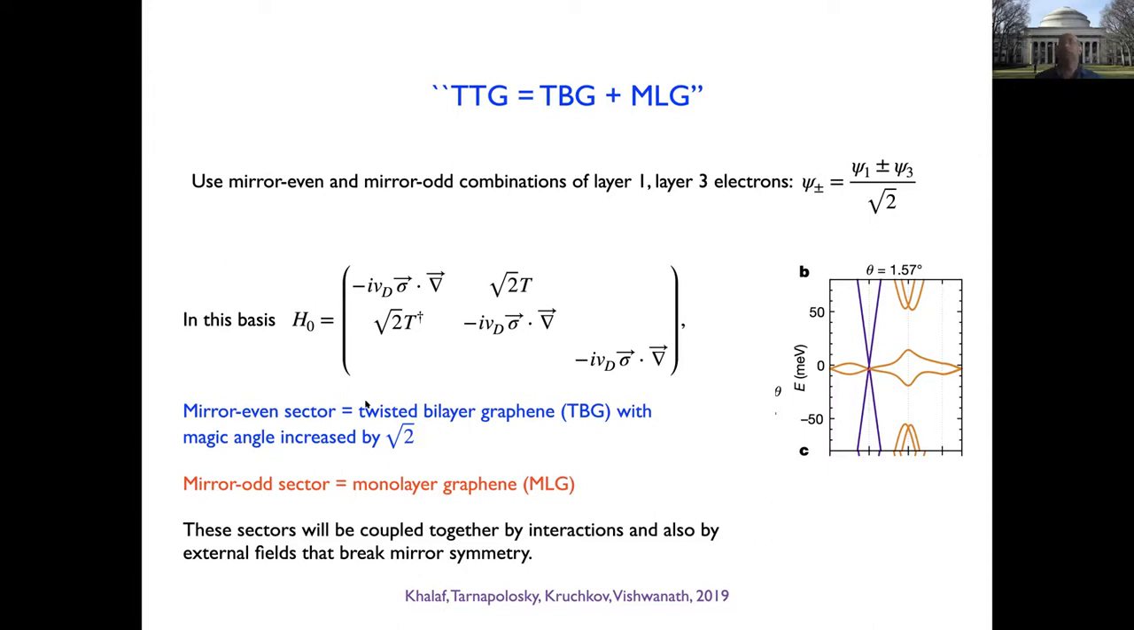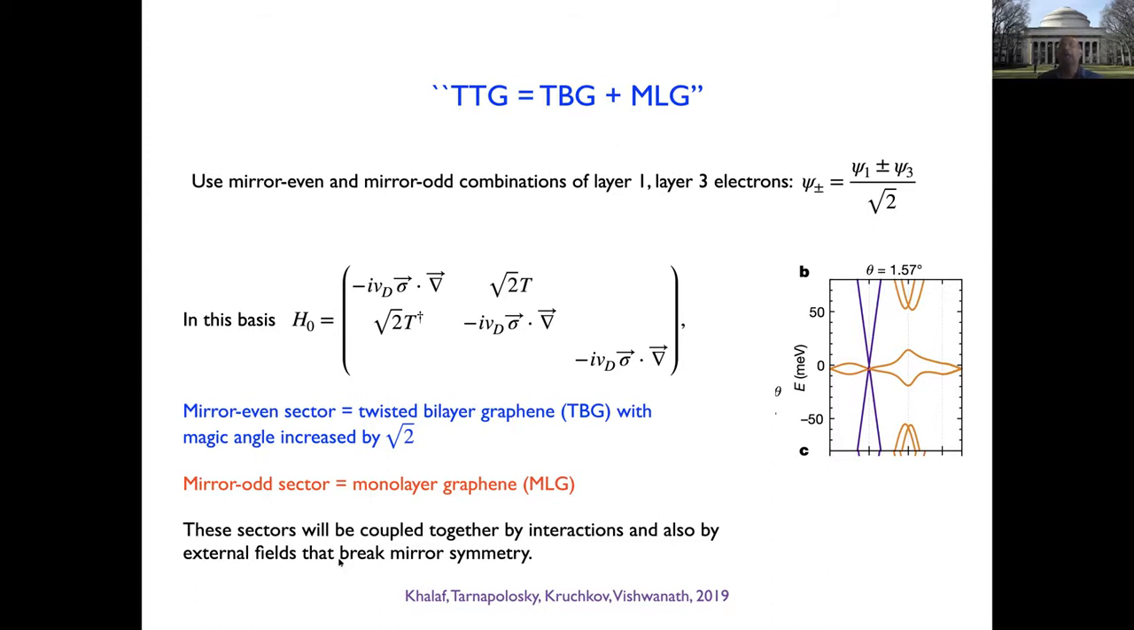Okay, so at the single particle level, we would conclude that in an ideal device, twisted trilayer graphene is the same as twisted bilayer graphene coexisting with a monolayer graphene. Of course, this equation, I put it in quotes, is only true in the absence of interactions. Interactions will definitely couple together all the electrons in the system. And it's also modified by the presence of external perturbations that break mirror symmetry.